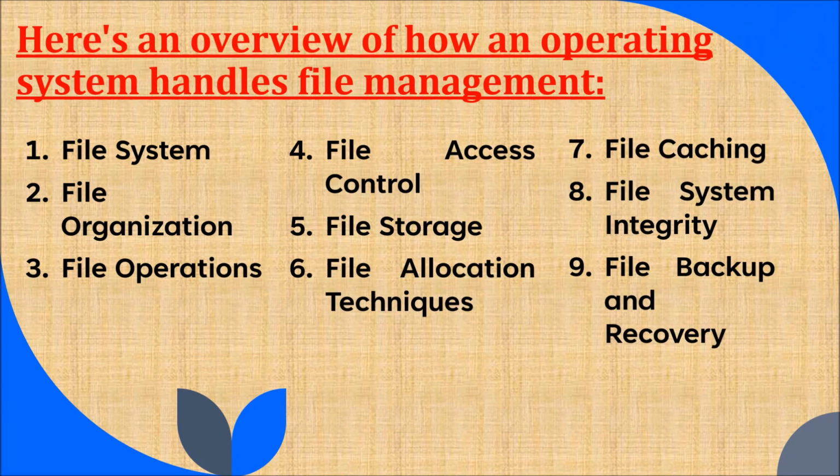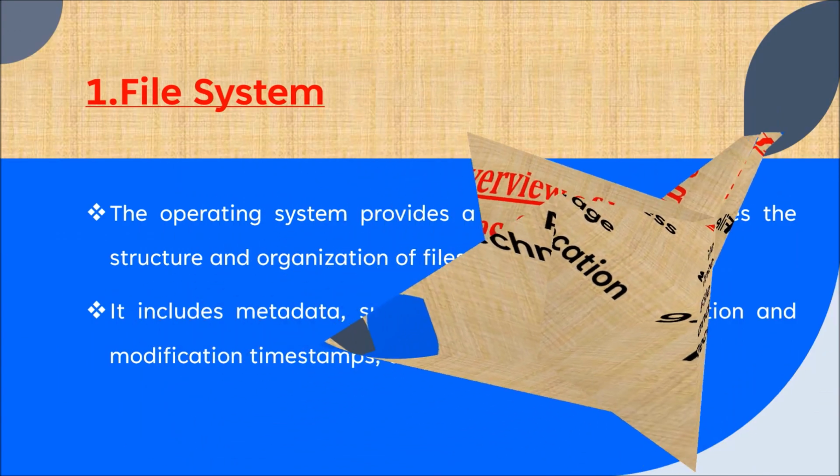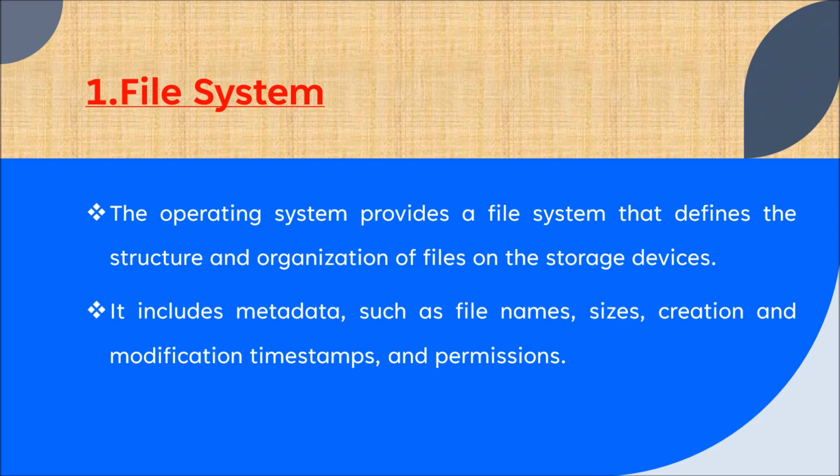File system. The operating system provides a file system that defines the structure and organization of files on the storage devices. It includes metadata, such as file names, sizes, creation and modification timestamps, and permissions.